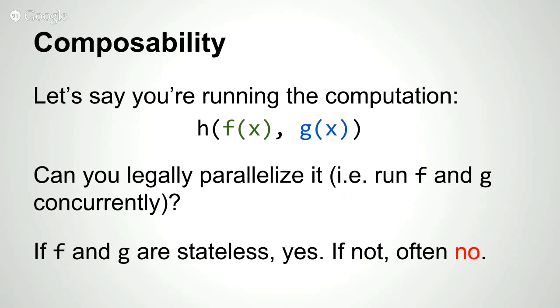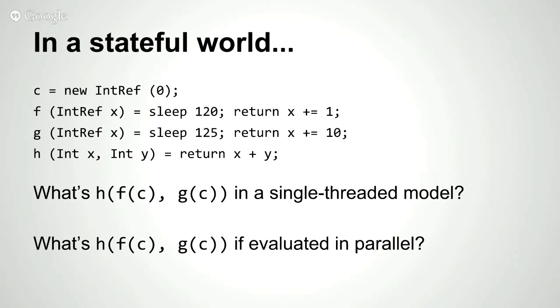If they're stateless, then yes, you absolutely can. You can farm f off to one machine or one CPU and g off to another. But if x is some mutable structure, then the answer is no. And so for an example, we have an int ref. This is, again, some pseudo language I made up, but it's like an integer in Java. We initialize it to 0. And we have these f and g that sleep for some amount of time, and then they take this int ref, update it in place, and then return what's in it.